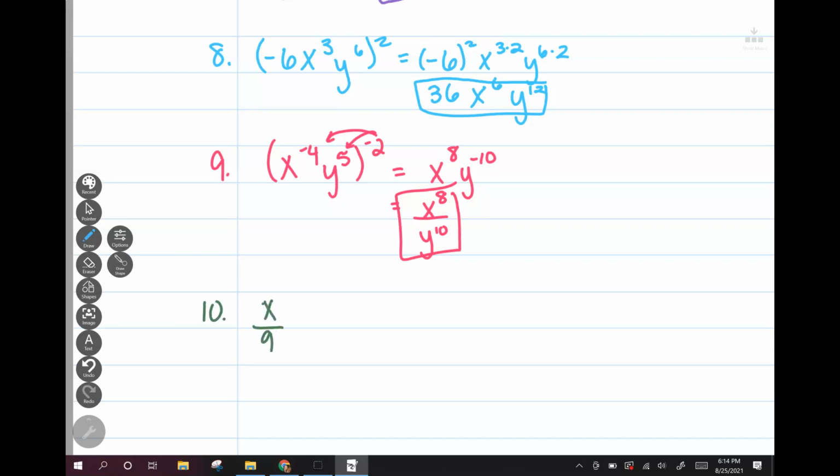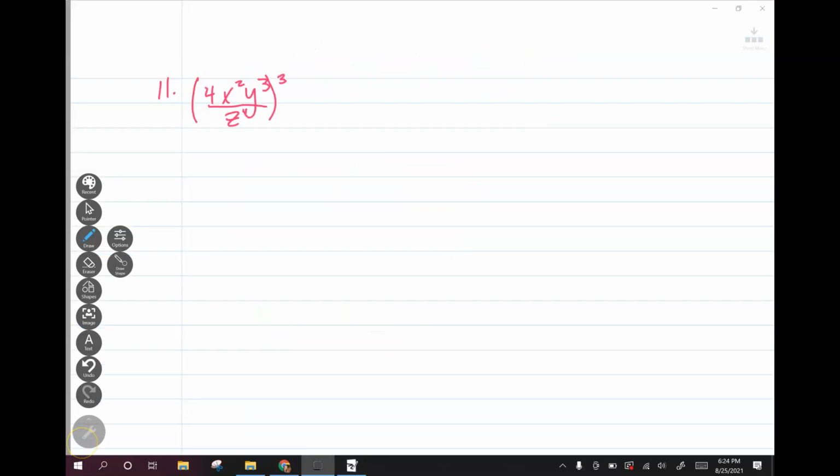X over 9 cubed. X cubed over, and here's where I don't mind you using your calculator, of course. 9 to the power of 3 is 729. That's it. All right, number 11.